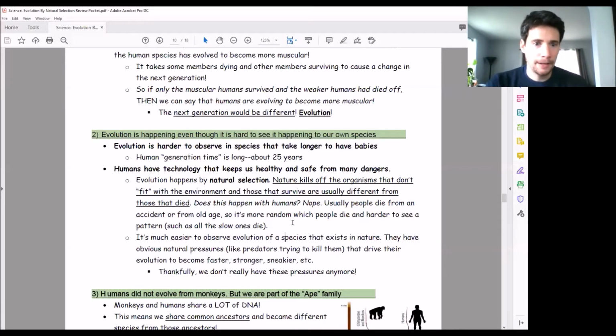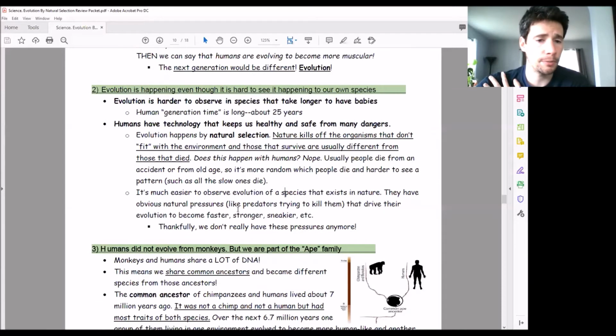If we were hunted by tigers, and only the fast humans were able to outrun them, I don't know, we could not outrun tigers, but let's just say that the fast humans were surviving, then we would see a pattern in the evolution of humans, because only the fastest humans would survive, and only the fastest humans would be passing down their fast genes. And so the next generation of humans would end up being faster than the generation before, and that would be some of our human evolution. But we don't have that. We don't have to worry about getting hunted by things, so it's harder to see human evolution.